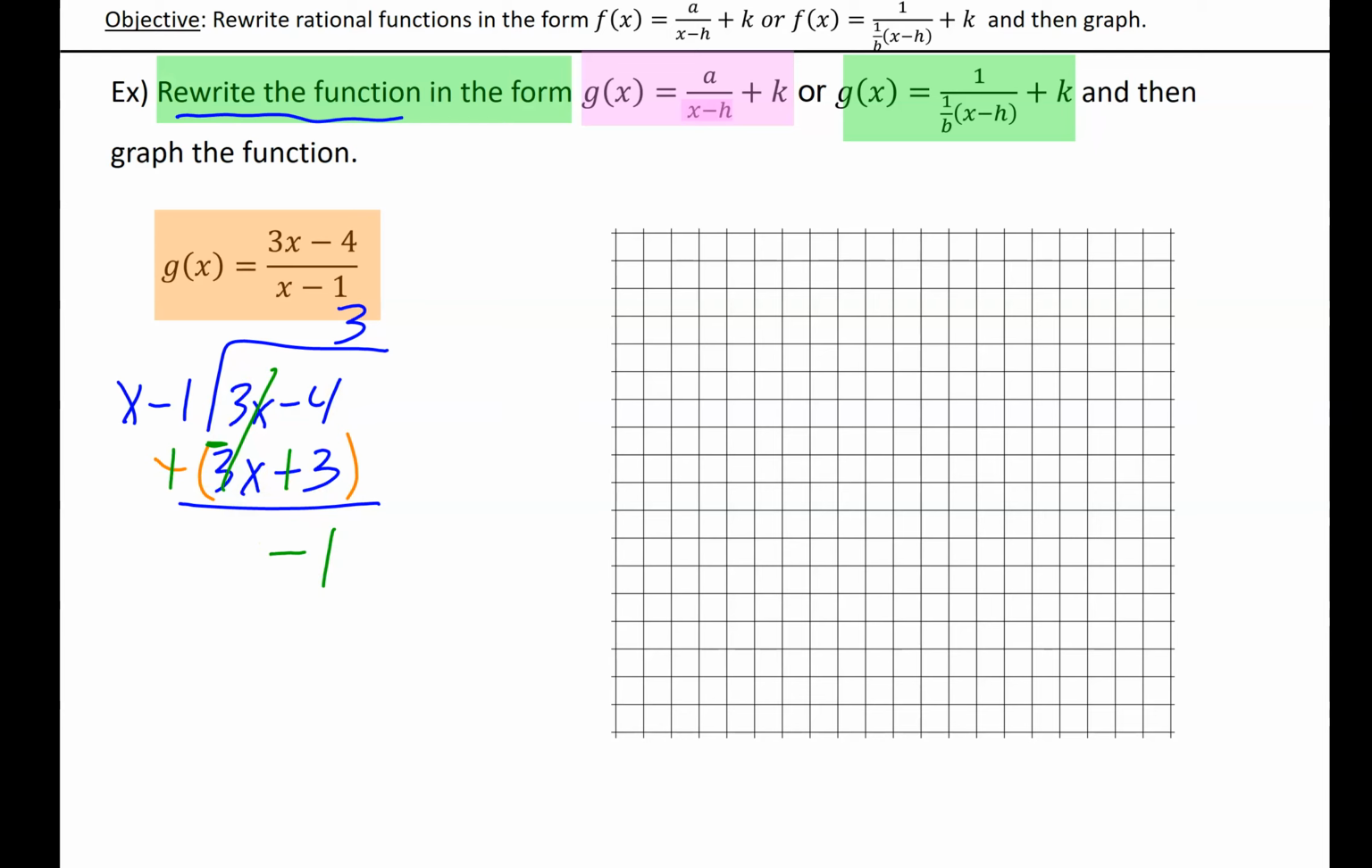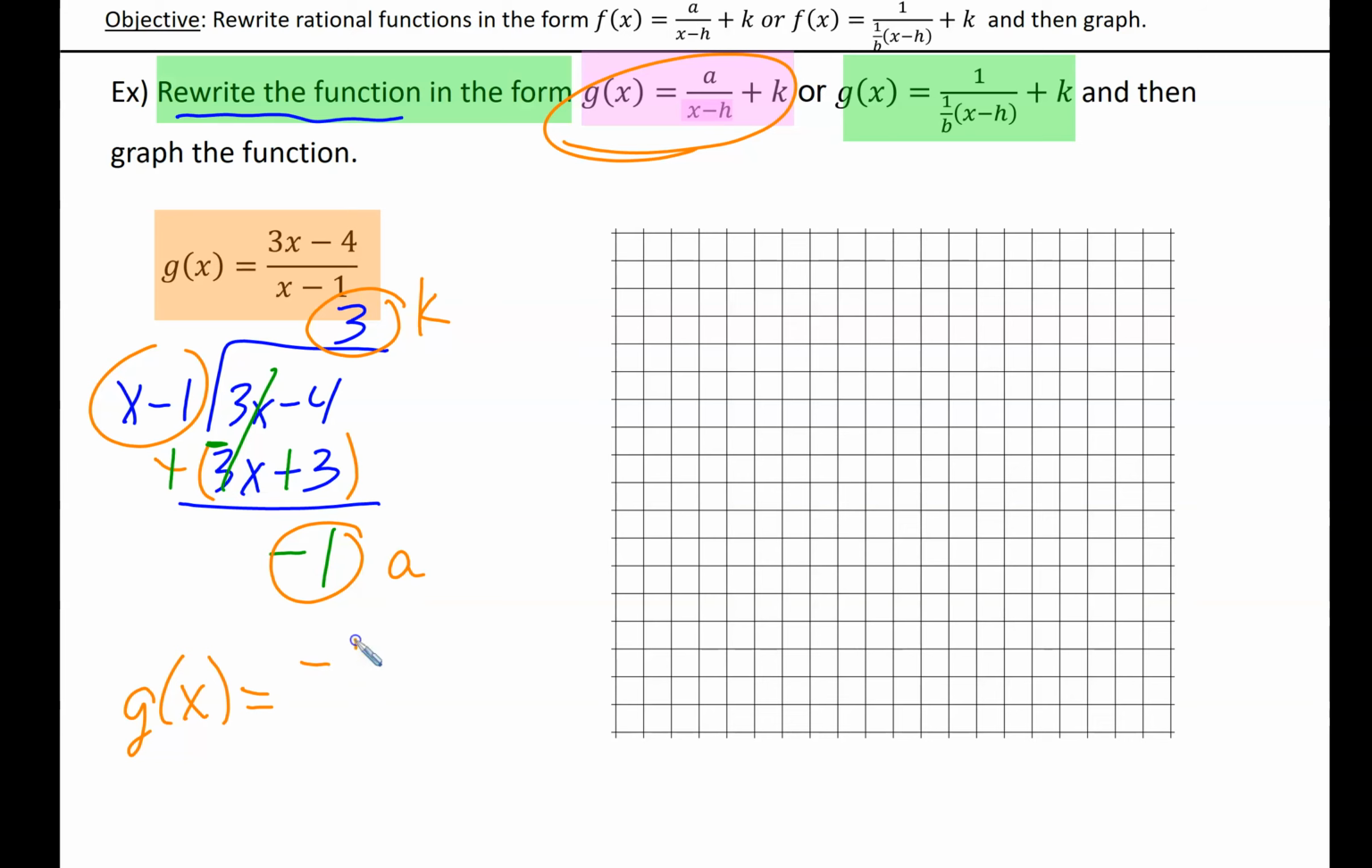Here's how we take this result and put it back into a function form where the function will actually match this form right here. Remember that when we do long division, the negative 1 is our remainder, and we write the remainder over the divisor, which is our x minus 1. So this right here, that's our a value in this case, over our divisor, and then what we have up here in the quotient position turns out to be our k. So we end up with g of x equals negative 1 over x minus 1, plus our k value of 3.